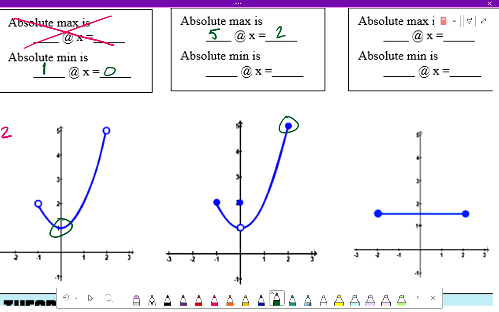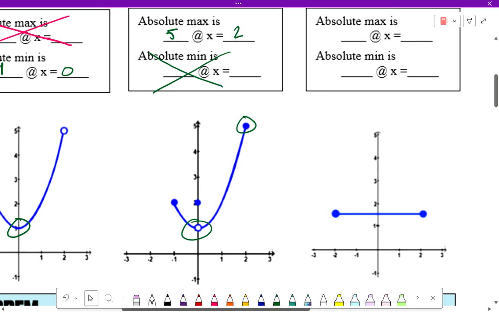Absolute minimum. What do you think the absolute min is? Yeah, something really close to 1. It's going to happen around there, but if you can't put your finger on it, if you can't tell me the exact number, then we don't have that exact number. It's going to be really close, but we're not sure. So we don't have an absolute minimum in that case.